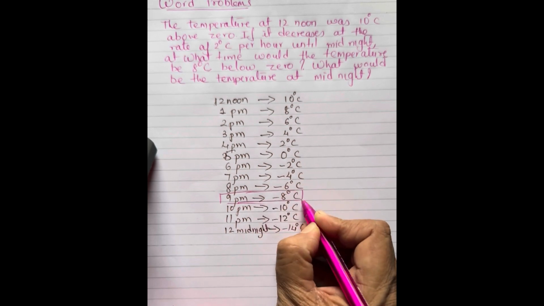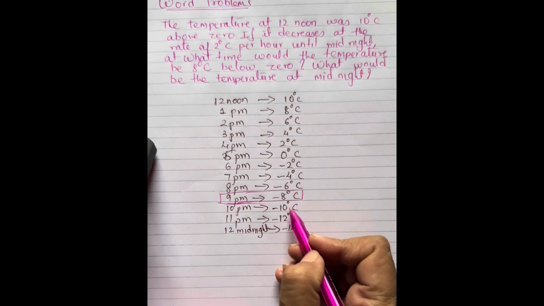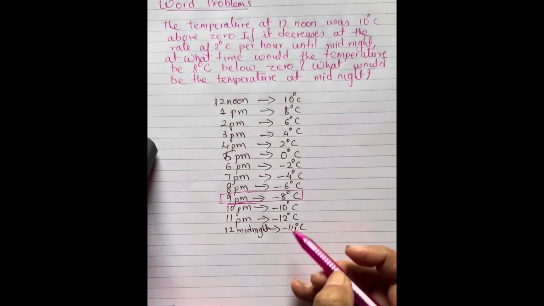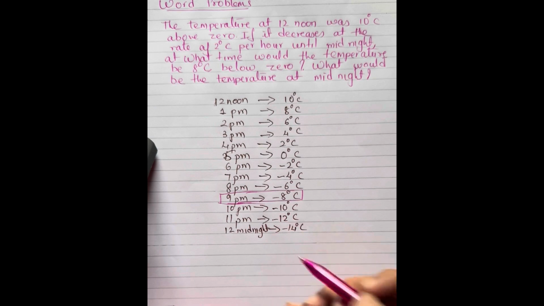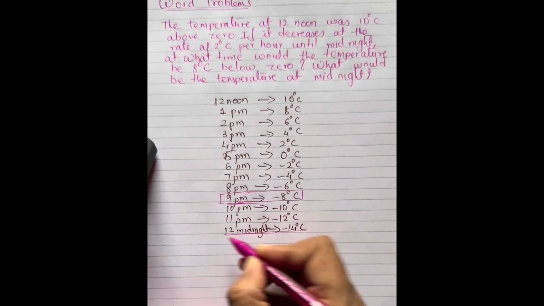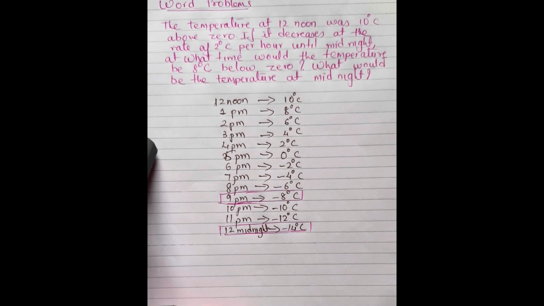There are two questions. So at 9 p.m. it would be 8 degree below 0. 8 degree below 0 means minus 8. And what would be the temperature at midnight? So midnight, the temperature is minus 14. So these are the two answers. You can frame a sentence and write the answer.